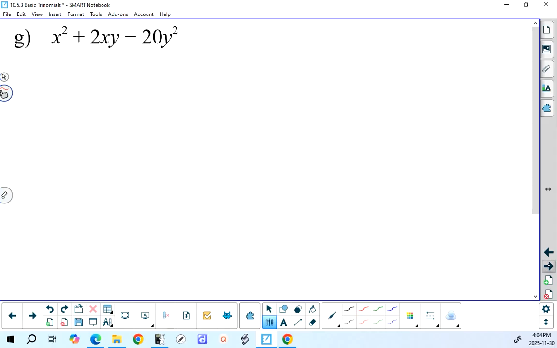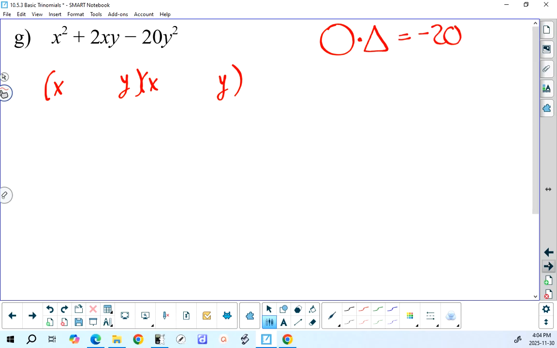Next, same kind of thing. Just throw a y in here and here. And now we're going to find the numbers that multiply to give negative 20, and these same two numbers have to add to give negative 2. So now we start crunching numbers.